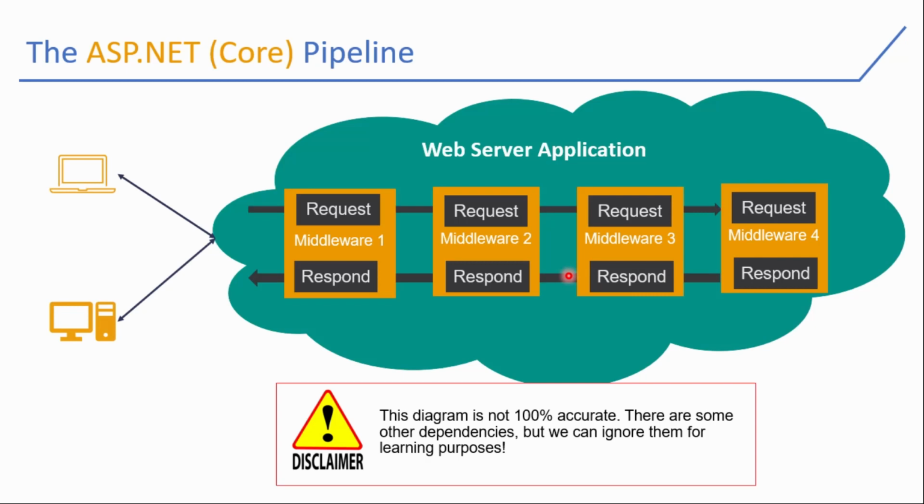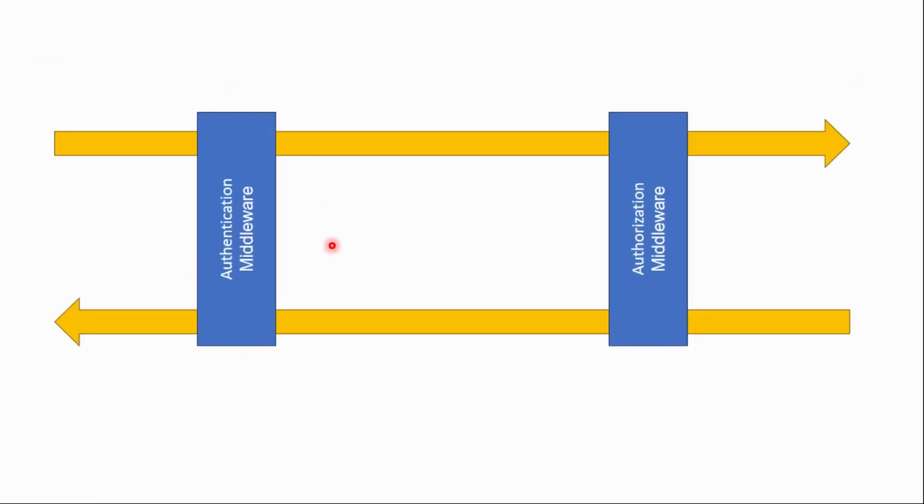Then each request and response will hit the middleware. The first middleware will be hit first for the requests and will be hit last in the list for the responses. Authentication middleware should always be hit first in the order of the middleware registration in the program.cs.